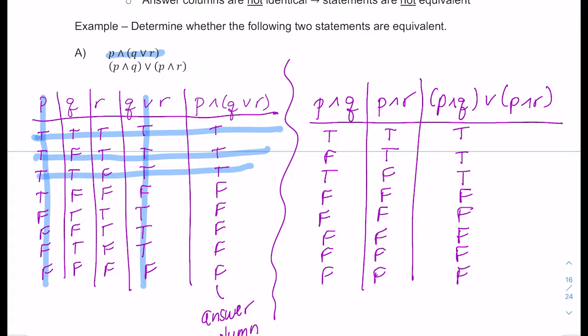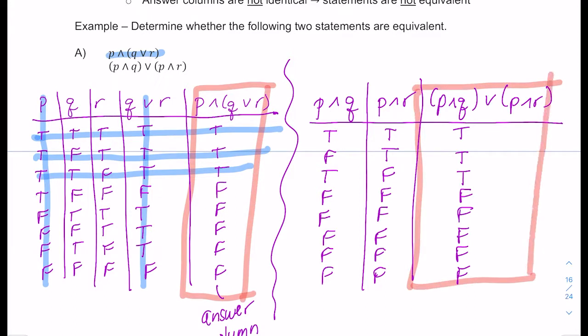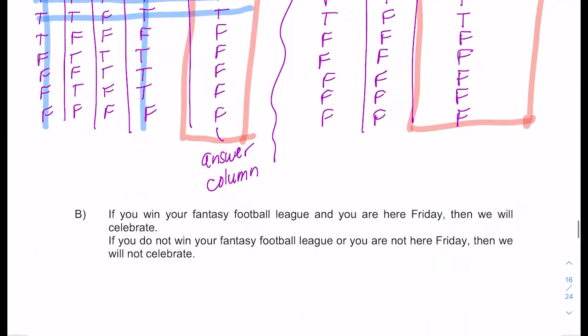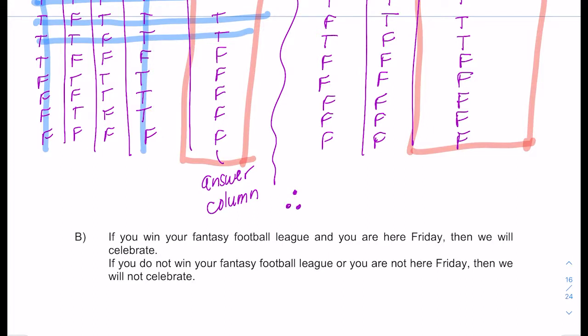And now I'm going to compare each of the columns. I'm going to compare my answer column here to my answer column here. As long as I have the same truth values, both of those statements are equivalent. And if you compare, you've got true, true, false, false, false, false, false in both. So therefore, both of those statements are equivalent. We can write something like this. The three dots mean therefore. Therefore, P and (Q or R) is equivalent to, so the double arrow, like the equal sign, (P and Q) or (P and R).